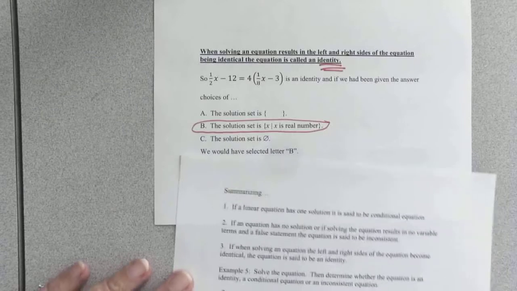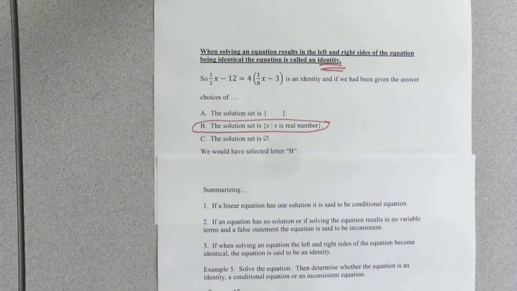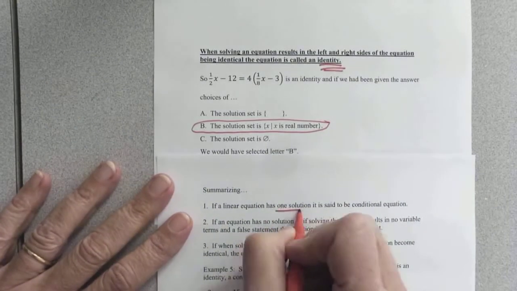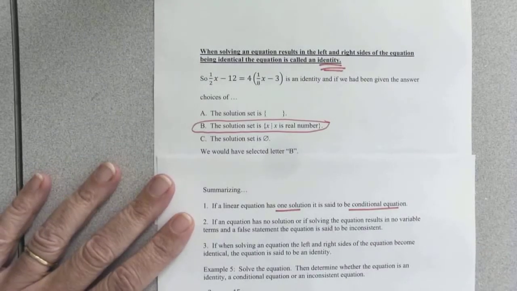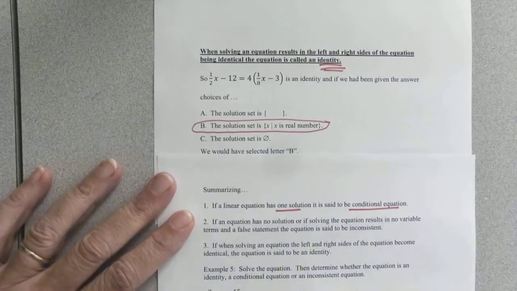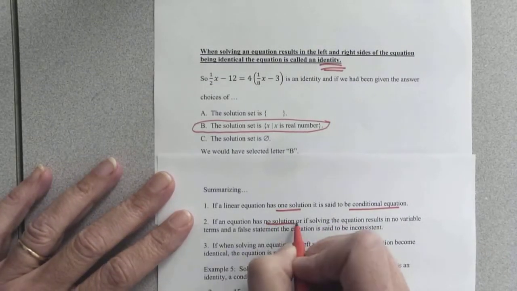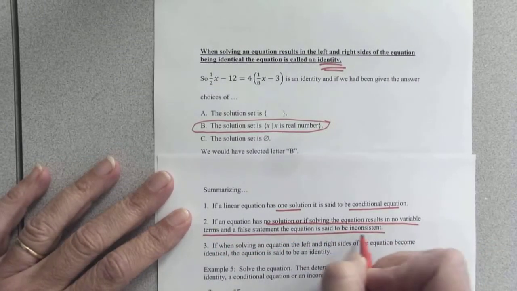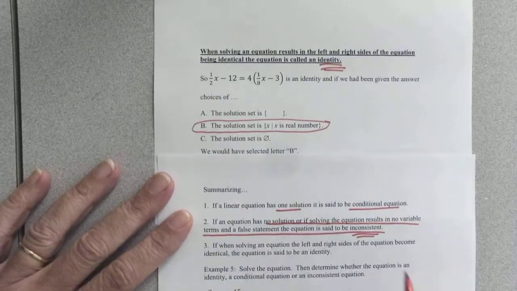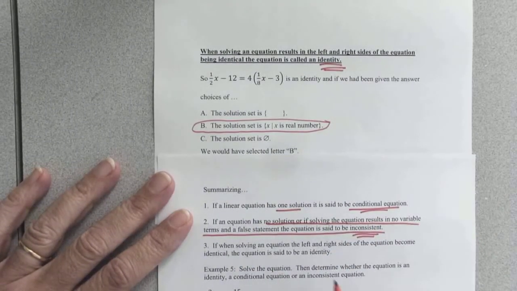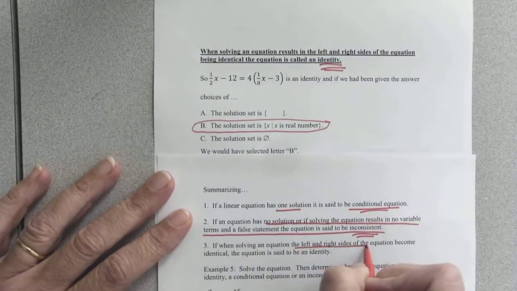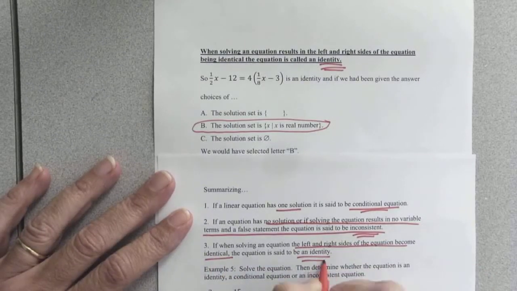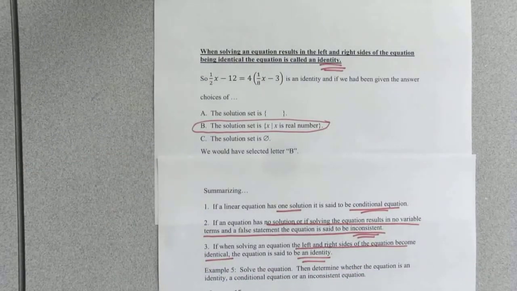So summarizing, if a linear equation has one solution, it's said to be a conditional equation. If an equation has no solution, or if solving results in no variable terms and a false statement, it's said to be inconsistent. When solving the equation, if the left and right sides of the equation become identical, the equation is said to be an identity.